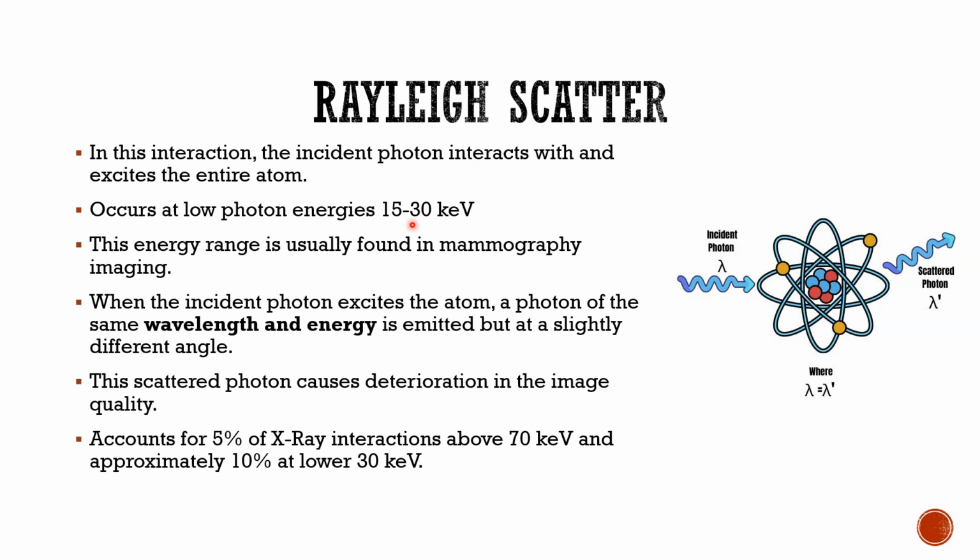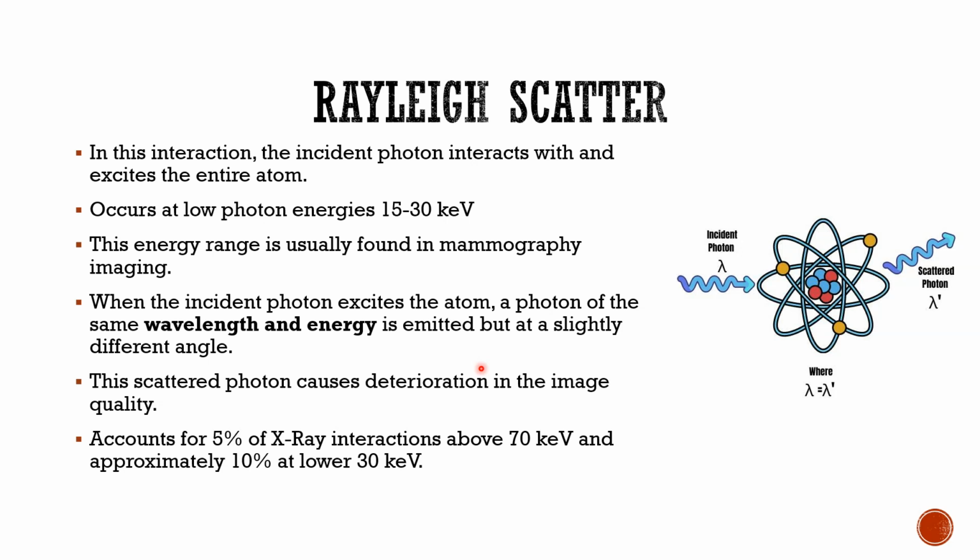We're going to talk quite a bit more about mammography much later in this course. But just note for now that Rayleigh scattering is the most common type of interaction in mammography imaging. So let's read through the points once again. When the incident photon excites the atom, a photon of the same wavelength and energy is emitted but at a slightly different angle. So what is the consequence of this interaction in general?